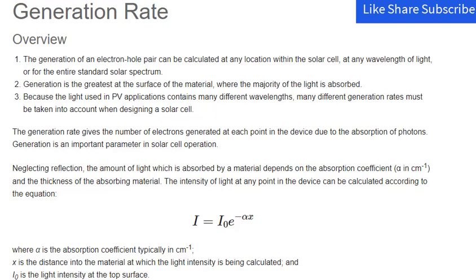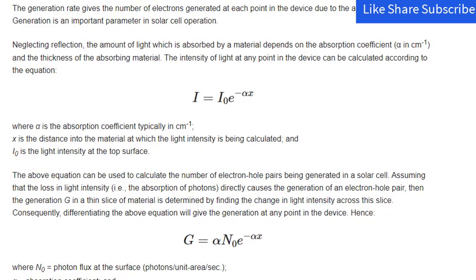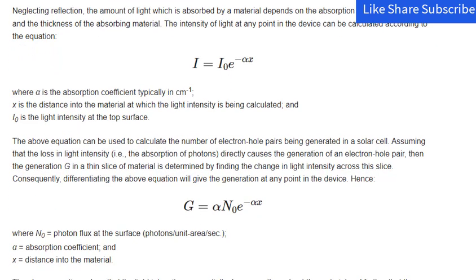The generation rate gives the number of electrons generated at each point in the device due to the absorption of photons. Generation is an important parameter in solar cell operation. Neglecting reflection, the amount of light which is absorbed by a material depends on the absorption coefficient, alpha, in 1 per centimeter, and the thickness of the absorbing material. The intensity of light at any point in the device can be calculated according to the equation, where alpha is the absorption coefficient, x is the distance into the material at which the light intensity is being calculated, and I0 is the light intensity at the top surface.